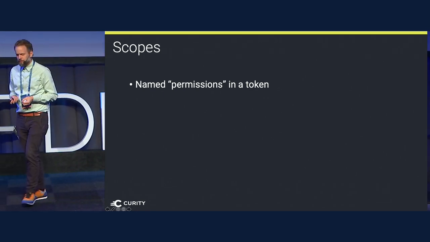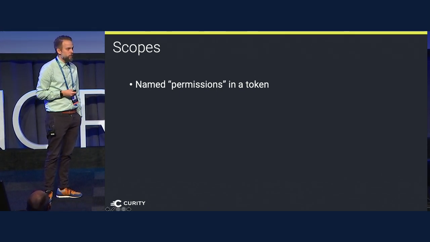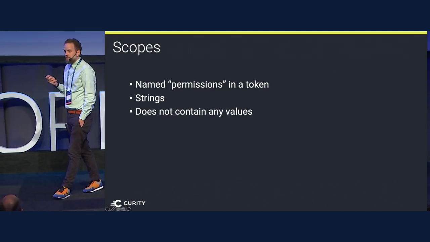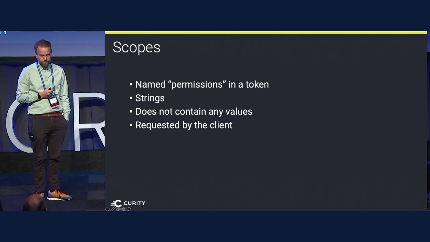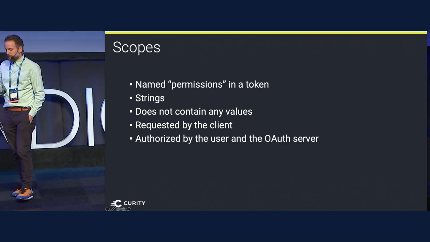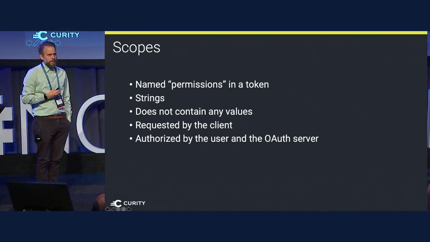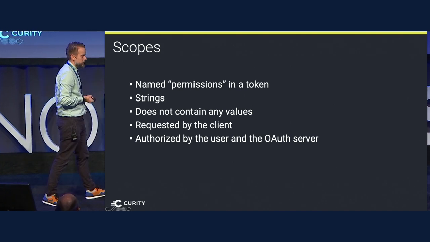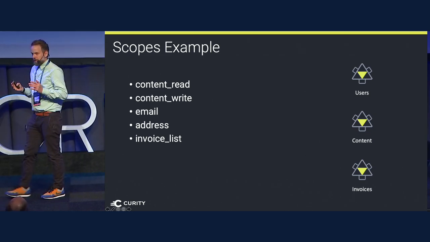There's a thing called scopes. Scopes are simply named permissions in a token, or at least that's how many people use them. They're strings. They do not contain any values, and the client requests them, and they are authorized by the OAuth server. So this means that when a web client, for instance, wants to call the content API, it says, hey, I need some scope to access this content API. The OAuth server says, sure, you get this. Sometimes a user is involved also approving this. That's what scopes are.